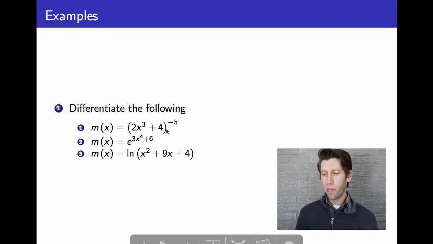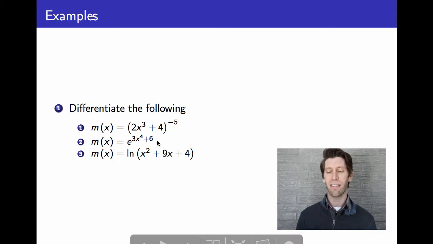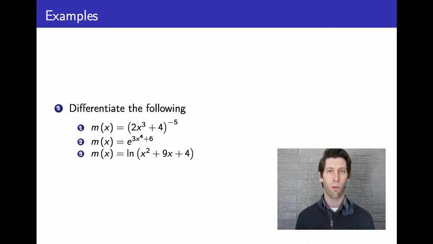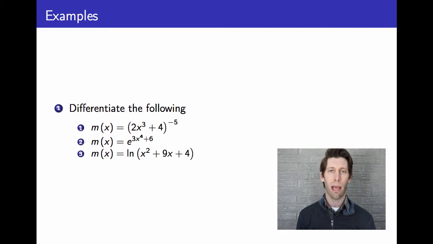In this example, we want to differentiate the following composite functions. In part 1, m of x equals the quantity 2x cubed plus 4 all raised to the minus fifth power. In part 2, m of x is e to the power 3x to the fourth plus 6. And in part 3, m of x is ln of x squared plus 9x plus 4. So from here I'm going to change to a whiteboard application on my iPad and we'll go through this by hand. First we're going to work our way through the first part of the first example.